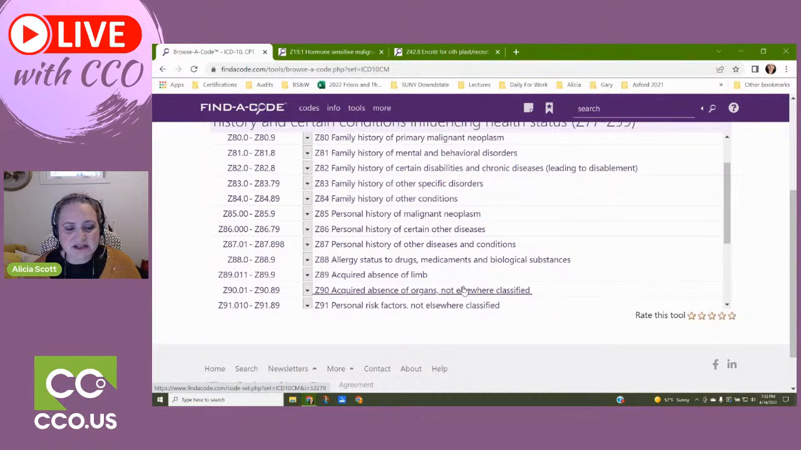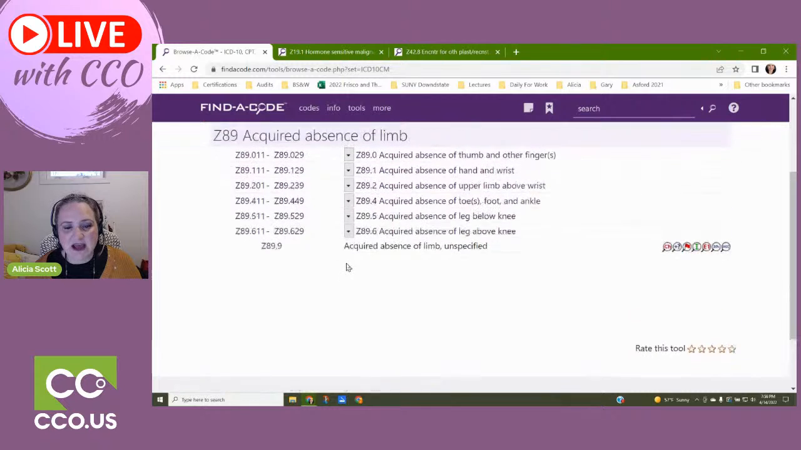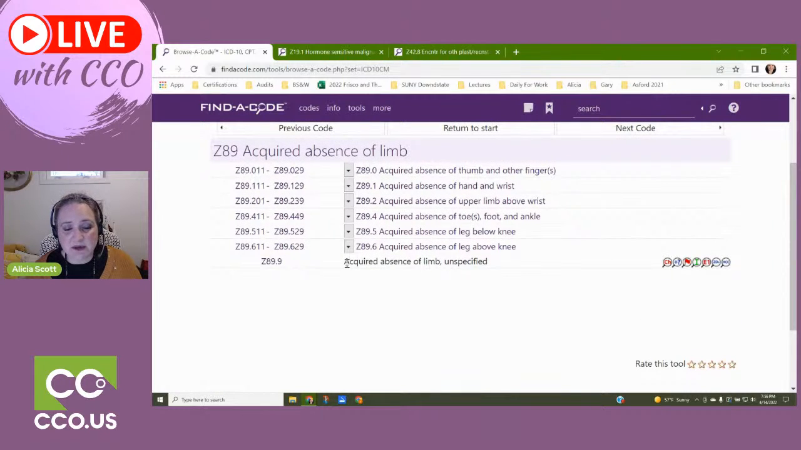Allergy status to drugs. So a patient that is allergic to a specific drug, acquired absence of a limb. These are amputations. So you've got BKAs, AKAs, and just a heads up, lower limbs risk adjust, even toes, if that's what you're working with.